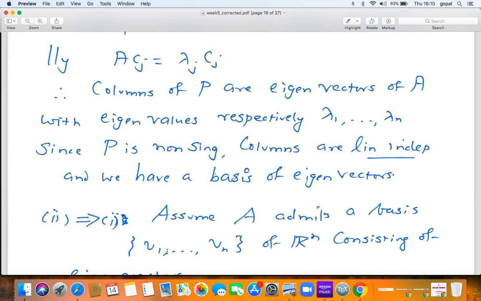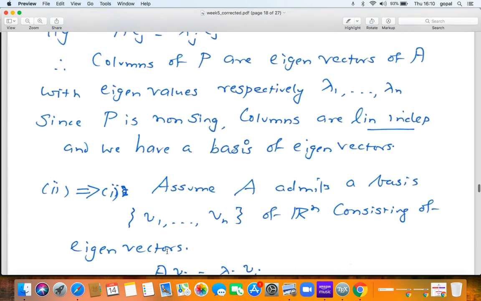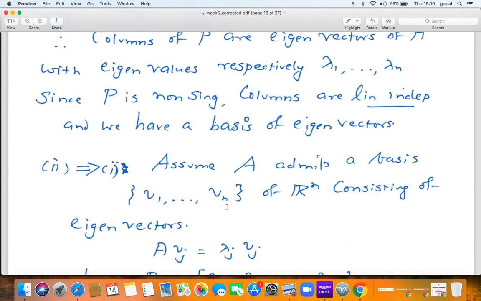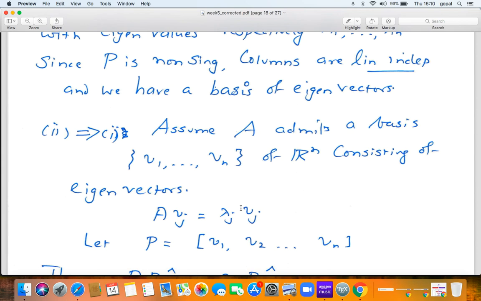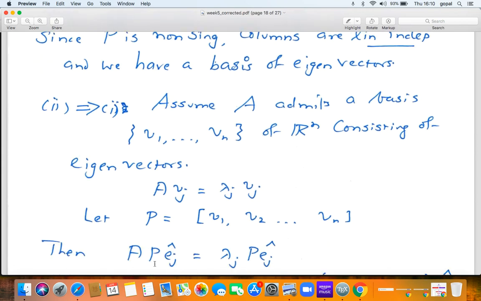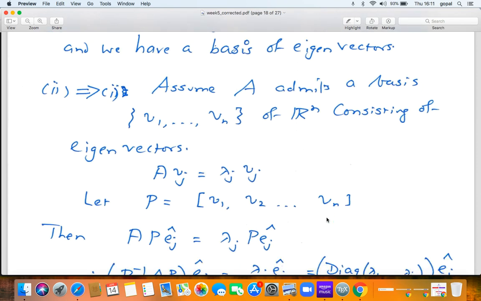Assume that A admits a basis v1, v2, vn of Rn consisting of eigenvectors. That means that Avj equal to lambda j vj. You take these basis vectors, take these column vectors v1, v2, vn, string them together to create an n cross n matrix P. This n cross n matrix P will be invertible because I had taken n linearly independent vectors in Rn and I created an n cross n matrix using them as columns. So this P will be non-singular.